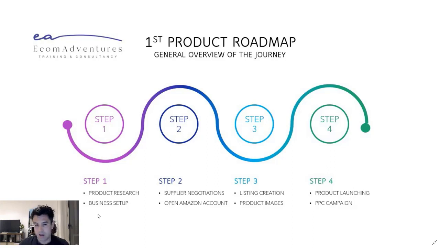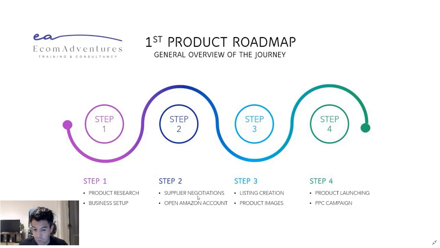Once again, if you watch my videos, I have a tutorial on how to set up a company. You can set up your company, and then with that company you will open the Amazon account. So the Amazon account will be in the name of the company. Once you have set up your business, and with that business you have opened the Amazon account, and you have done your product research and you know what you're going to sell, you move on to step 2.